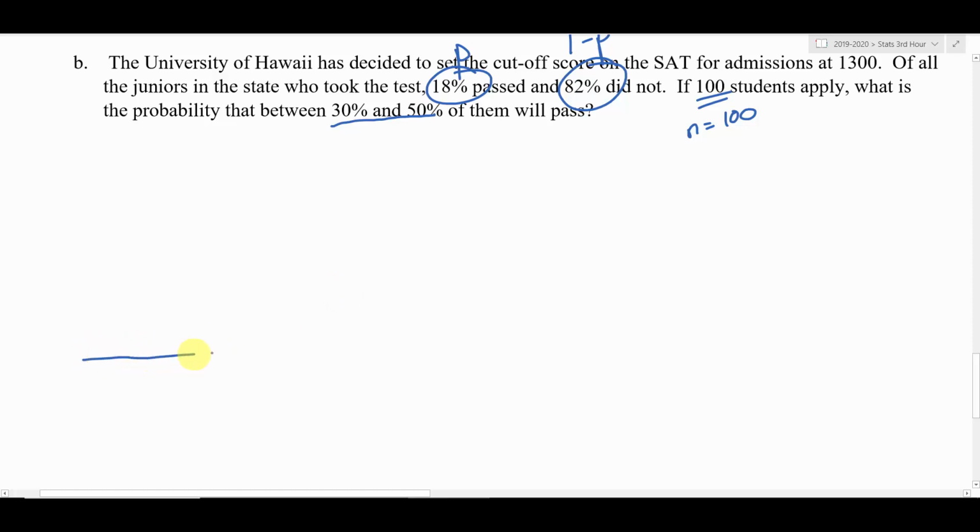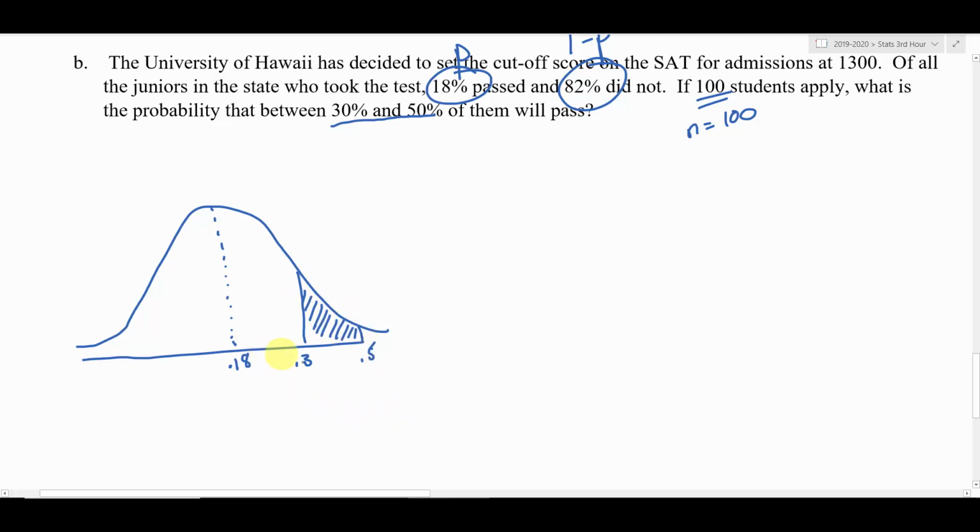So I'm going to draw my normal distribution. There it is. What number am I going to put here? If you said 0.18, you did good, because remember, the population proportion is also the mean of the sample proportions. And then we want between 30 and 50%. So 0.3 is right here, and 0.5 is somewhere over here. We want this area underneath the curve in between those two values.